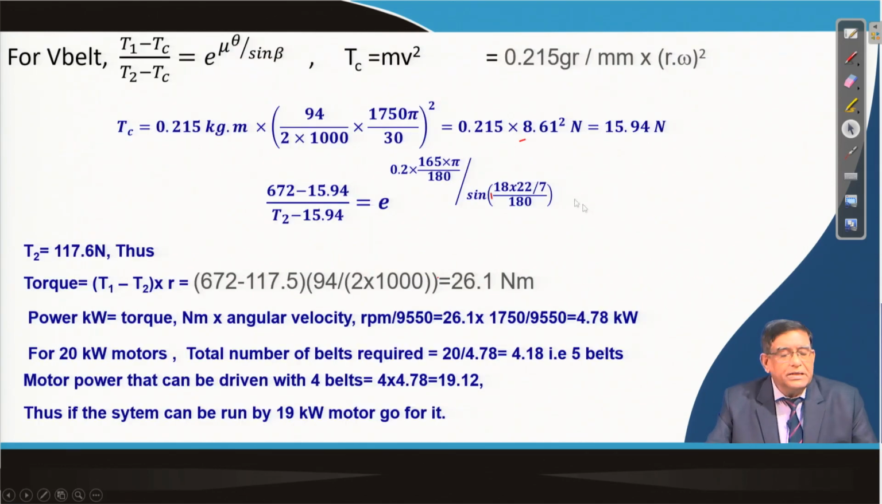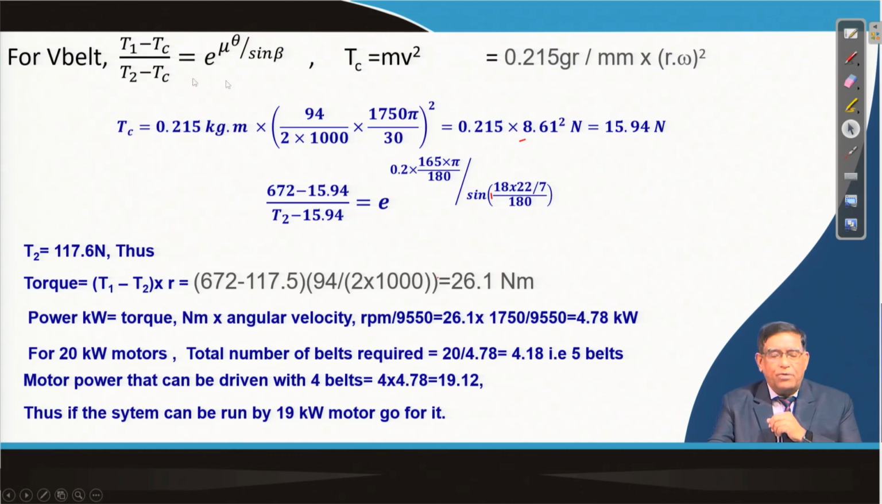How will you do it? We know that in real life the mass per unit length is given. So, you can find out the centrifugal action, because centrifugal action depends on mv squared. Mass is given, velocity is given, so Tc can be found out. Then for the tension ratio, it is (T1 minus Tc) over (T2 minus Tc), because of the centrifugal action, and in place of e to the power mu theta, we will have to take e to the power mu theta by sin beta.